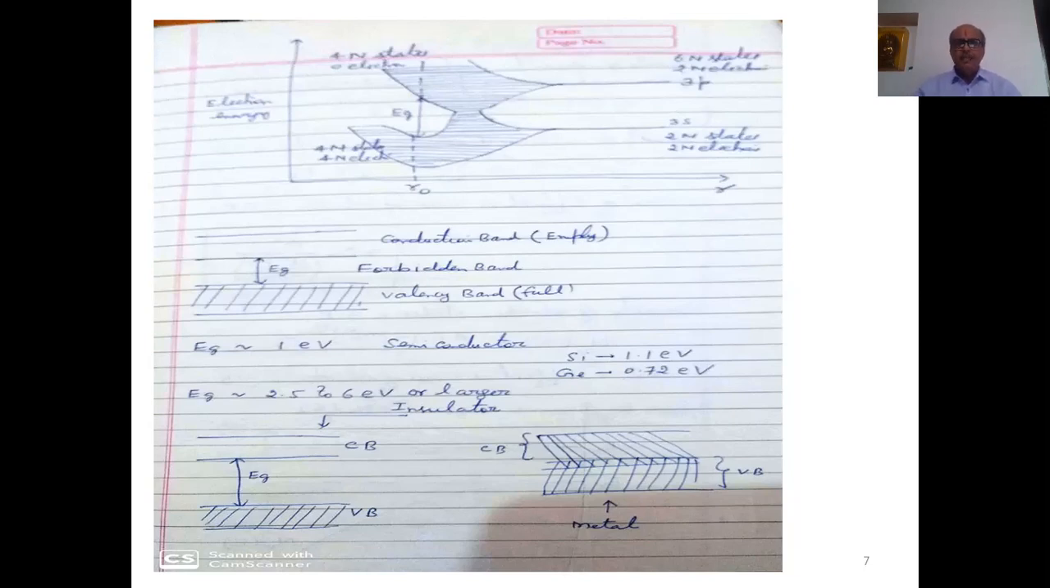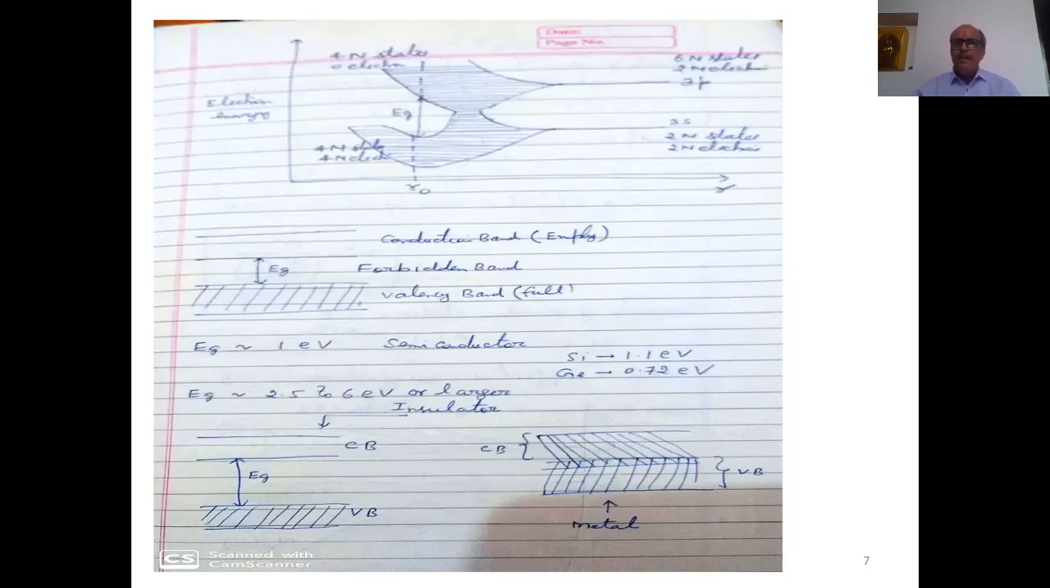Similarly, if the separation between the bottom of the conduction band and the top of the valency band, that is EG, is of the order of 2.5 to 6 eV or even higher, for example for silicon dioxide, which is a very good insulator, it is of the order of 10 eV, then it is almost impossible for the electron to make a transition from the valency band to the conduction band. And in that case, we call the material an insulator.